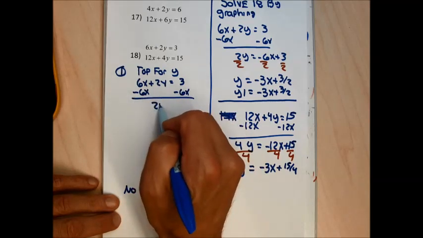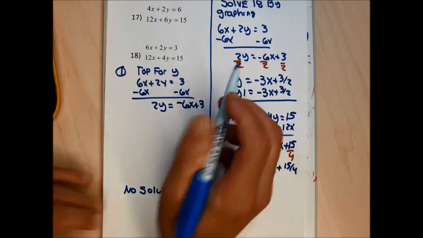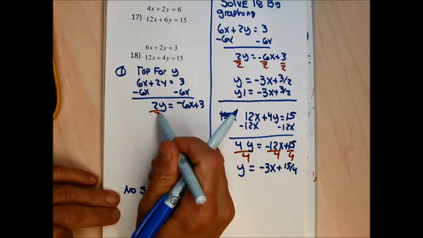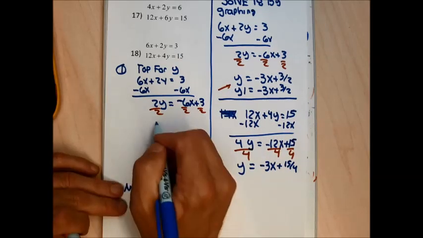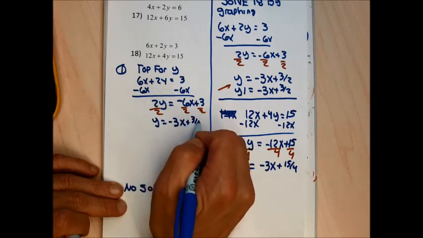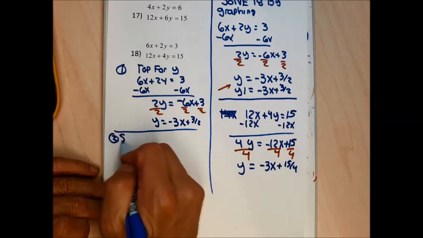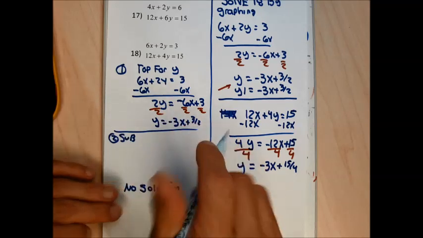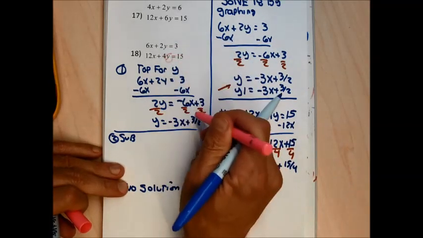You get 2y equals negative 6x plus 3. And then when I divide by 2, I get y equals negative 3x plus 3 halves. And now I'm going to substitute into the bottom equation. So the second part of this is substituting. In the bottom equation, for that y, I'm going to plug that in.